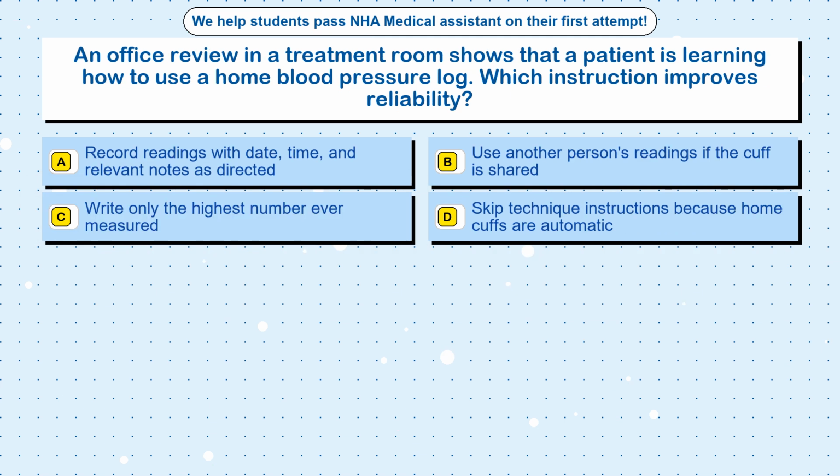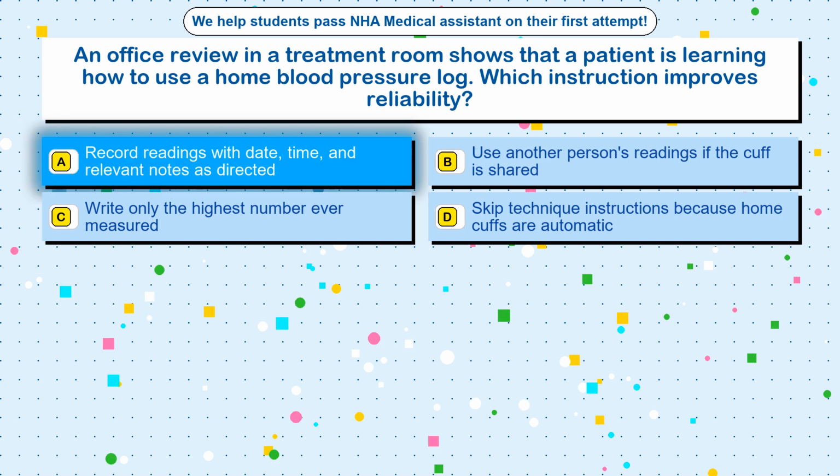Question 97. An office review in a treatment room shows that a patient is learning how to use a home blood pressure log. Which instruction improves reliability? Option A. Record readings with date, time, and relevant notes as directed. Option B. Use another person's readings if the cuff is shared. Option C. Write only the highest number ever measured. Option D. Skip technique instructions because home cuffs are automatic.